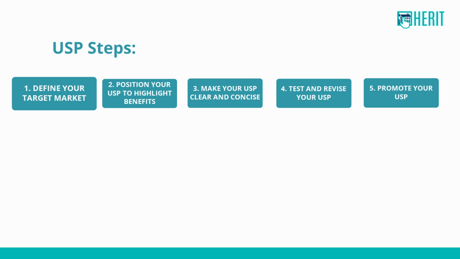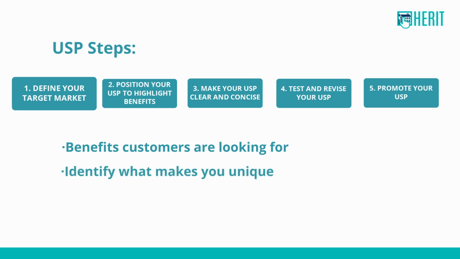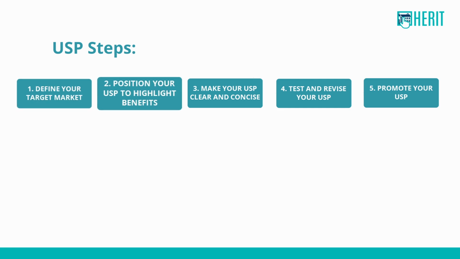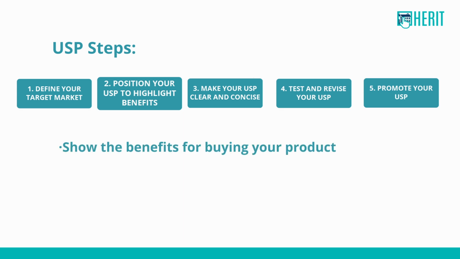Define your target market. Find out what benefits your target customers are looking for. Identify what makes your product or service unique. Identify your competition, what they are offering, how your service differs, and which marketing messages are working for other brands. Position your USP to highlight benefits. Show your customers they'll have benefits buying your product or service.